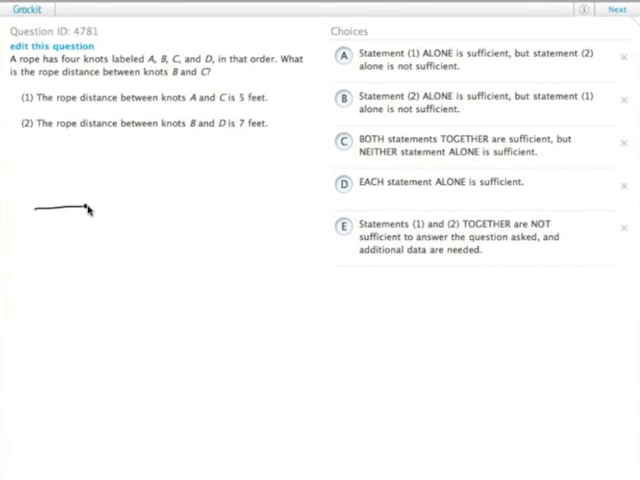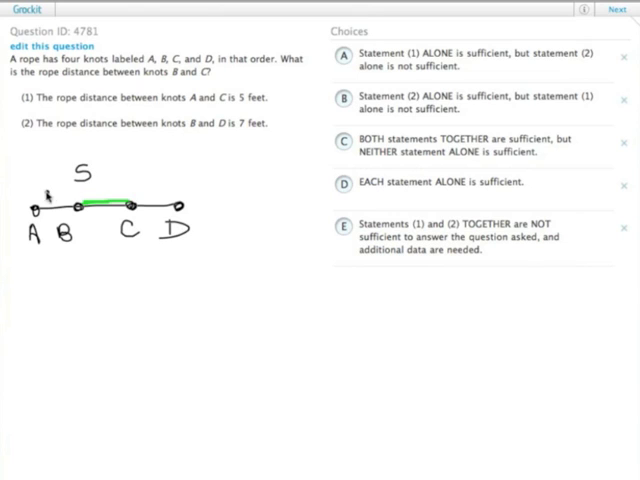So a rope has 4 knots labeled A, B, C, D. And we're wondering what the rope distance is between knots B and C. So we'll just make that clear that that's what we're after, is that green bit. In order to have sufficiency, we would basically need to have the right distances on the rope and be able to solve from there. Statement 1 tells us the rope distance between A and C is 5.